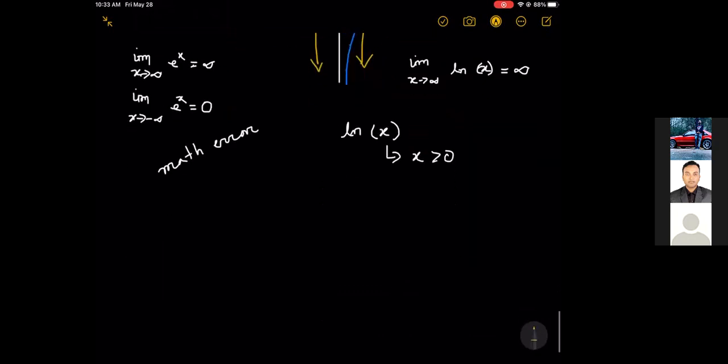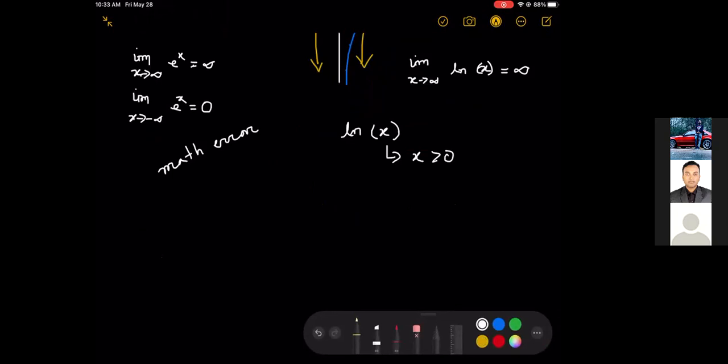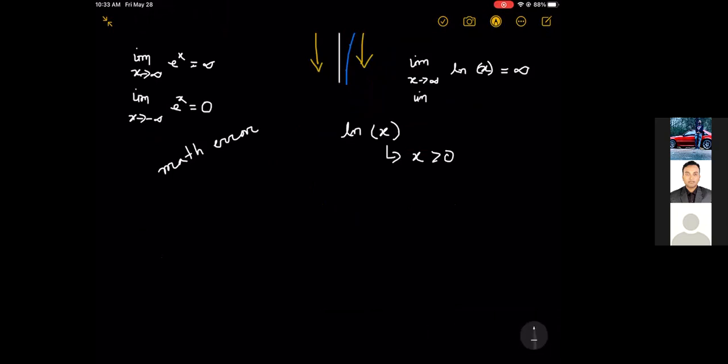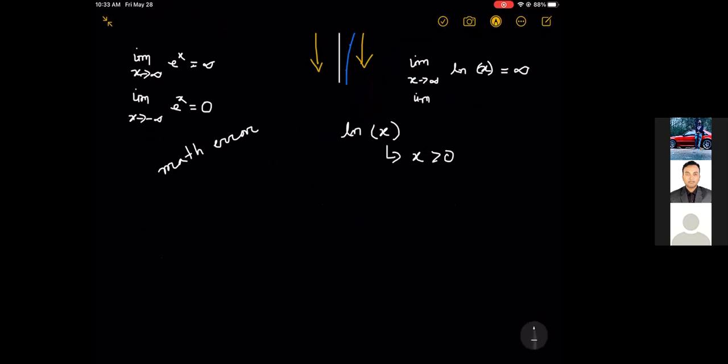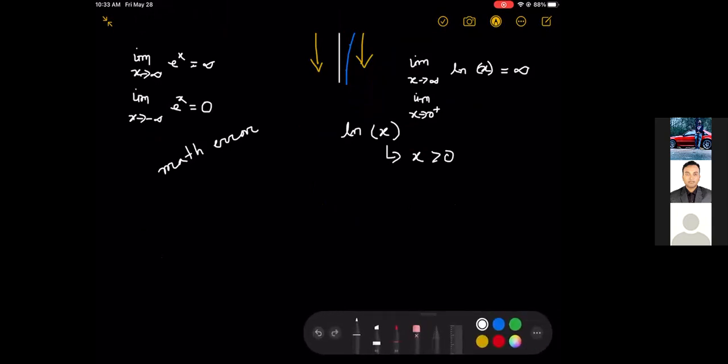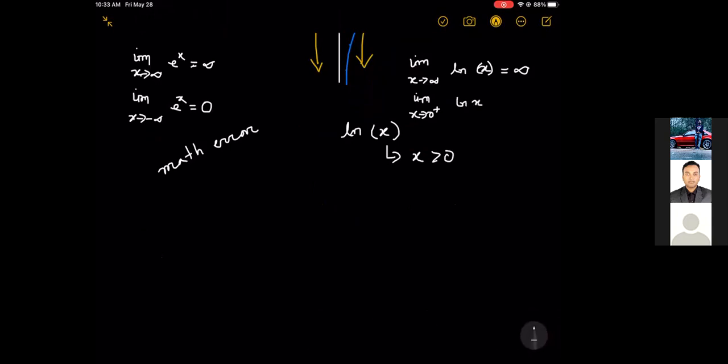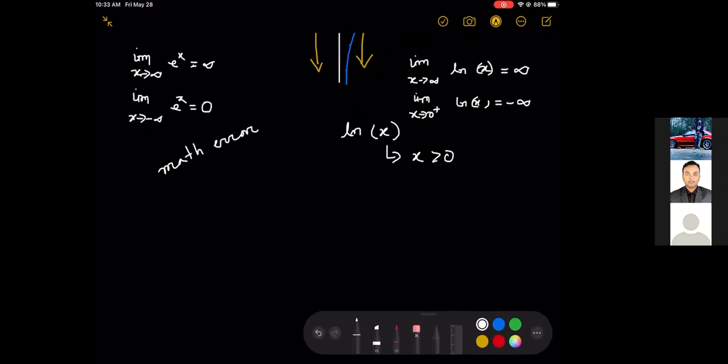So we say whenever x tends to 0 from the right hand side, natural log will head towards negative infinity. Now the most important part here is this.